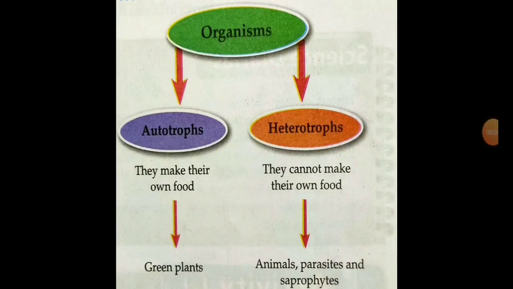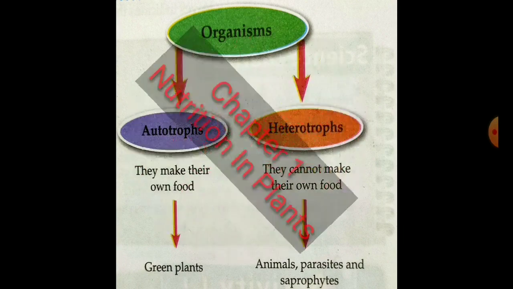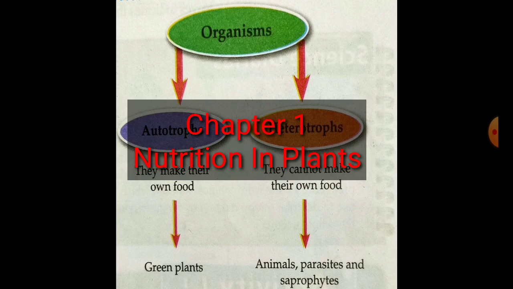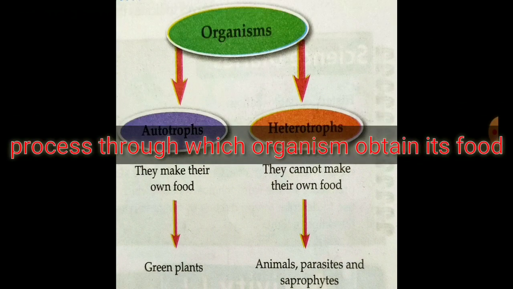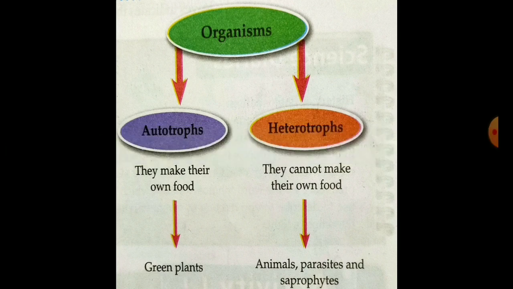Dear 7th class students, today we will start Science chapter one, Nutrition in Plants. Before starting nutrition in plants, first we will discuss the definition of nutrition. Nutrition is the process through which an organism obtains food and uses it. That means how plants take food and utilize it in their daily activities is known as nutrition.